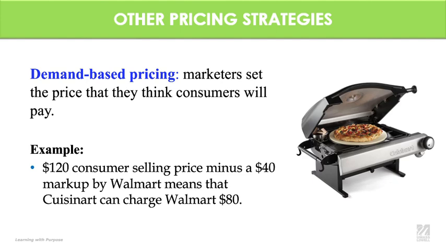So I will discount because I know that Walmart wants to make 30% out of my profit, so they will want $40 if they are selling it at $120 to the customers. So I will charge Walmart $80. I will tell them, here I'm selling you my oven for $80 and you can sell it to the consumers for $120.